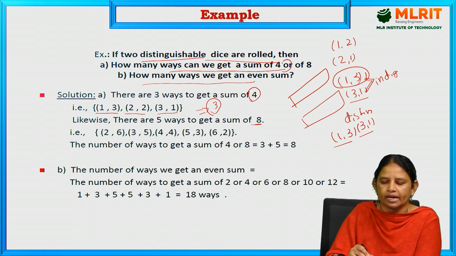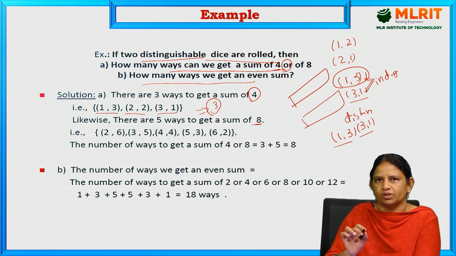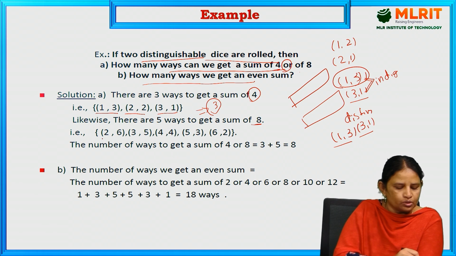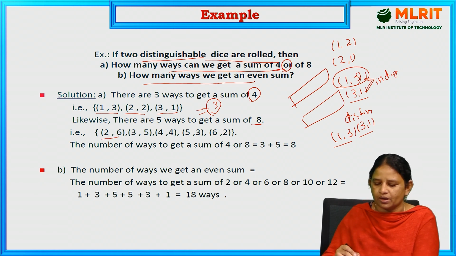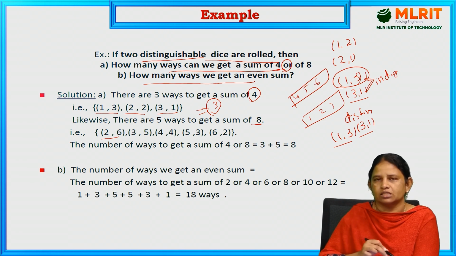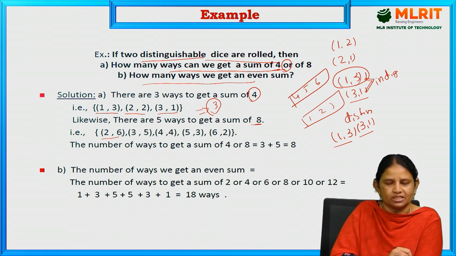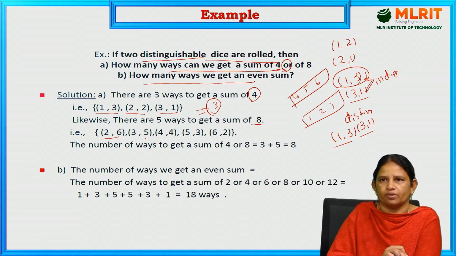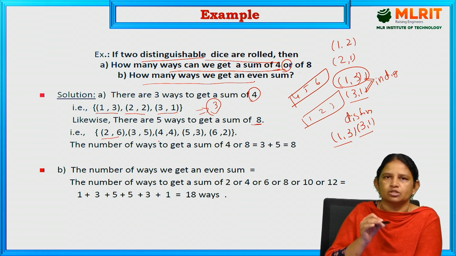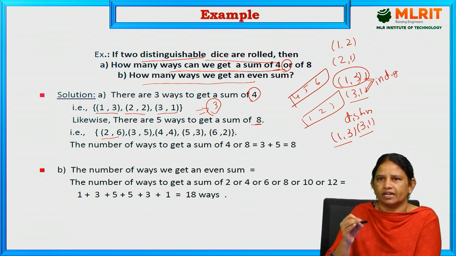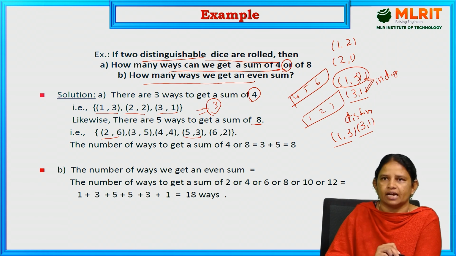For 4 or 8, a sum of 4 has 3 possibilities. How to get 8? 2, 6 is one possibility. The maximum value on a die is 6 only. 2 plus 6 is 8, 3 plus 5 is also 8, and 4 plus 4. Since the dice are distinguishable, 5, 3 and 3, 5 are different, so 3, 5 is also considered as one element. Again 6, 2. So there are 5 possibilities to get a sum of 8.